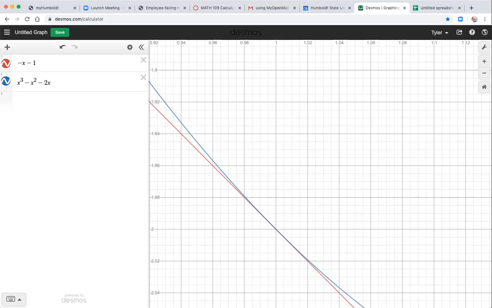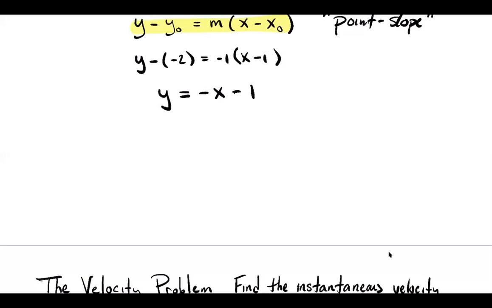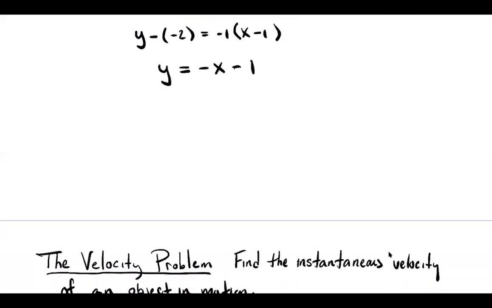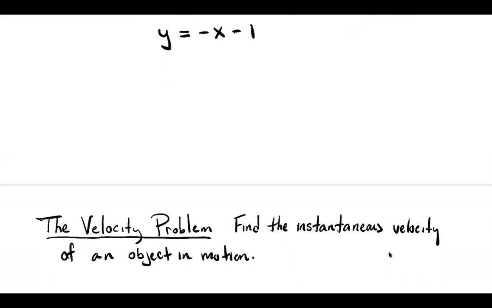Okay, so let me switch back. This section was called the tangent line problem and the velocity problem. So let me switch back and try to give you a sense of what I mean by the velocity problem. Should be back live here in a second. There we go. So the velocity problem.